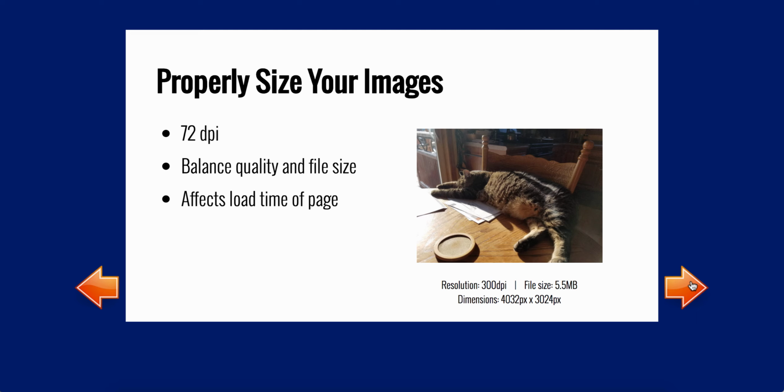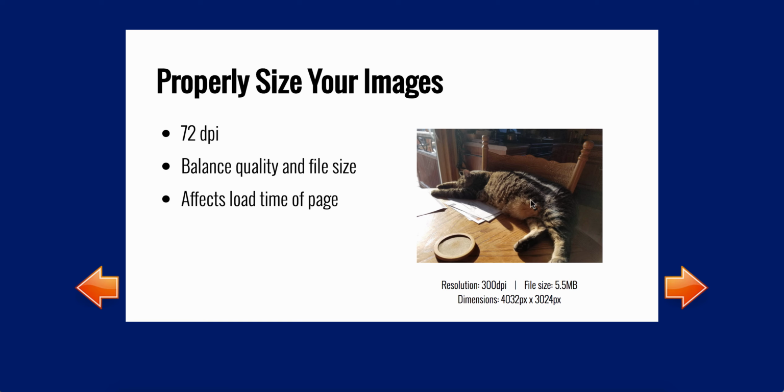I have an example here on the right-hand side. This image has been sized so that it's only 300 pixels wide. But in reality, this is a 300 dpi image, and it takes up 5.5 megs of space. Now, if I had a whole bunch of images that large on my page, this would take a really long time to load, because the actual file size is 4032 pixels by 3024.